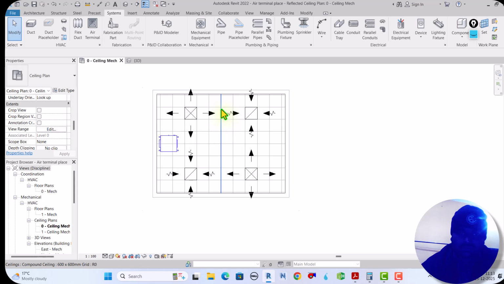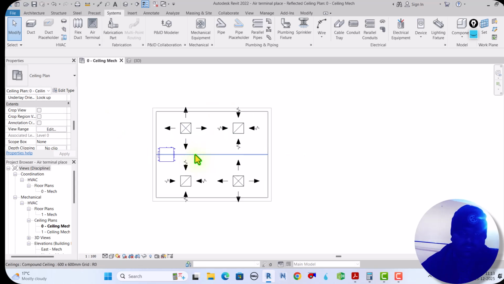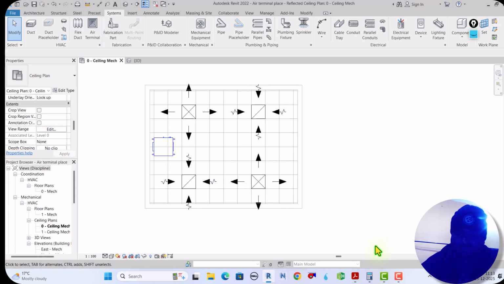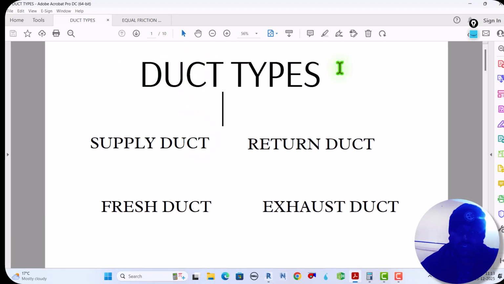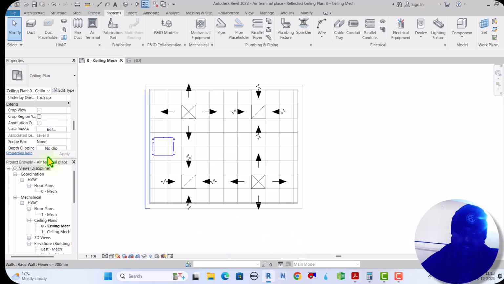So now come to the topic. Before that, we should have knowledge about the duct. See here the duct types. How many duct types? Supply duct, return duct, fresh duct and exhaust duct, right? There are 4 categories of duct.